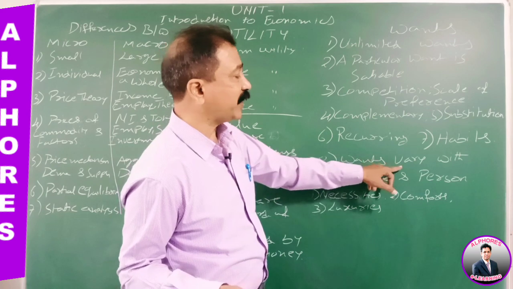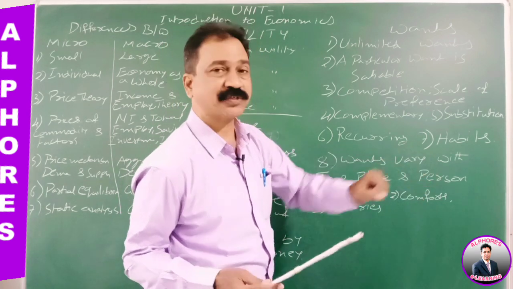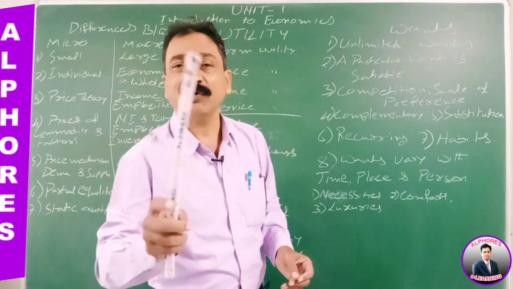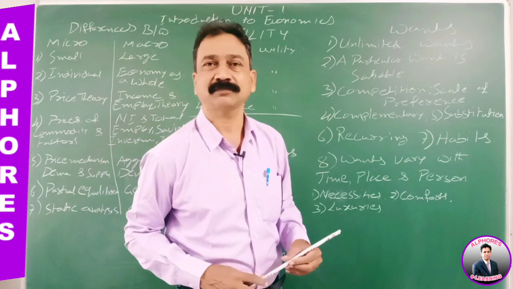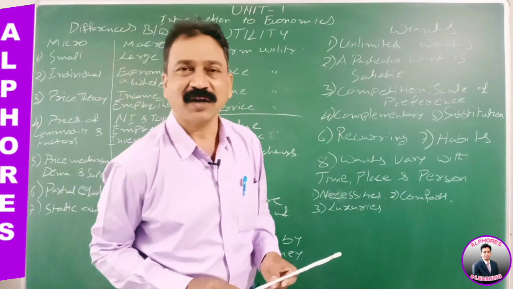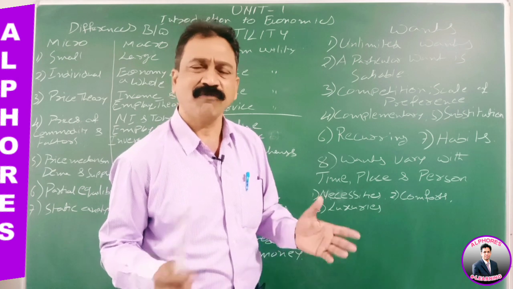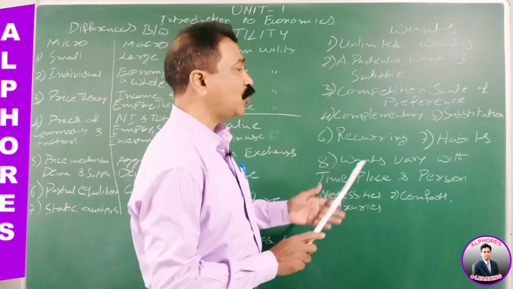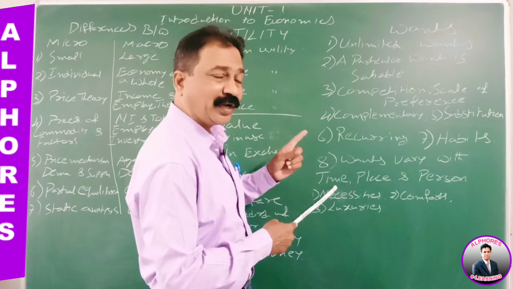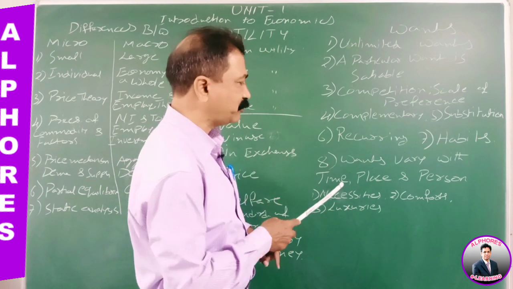Next, wants vary from time to time, place to place, person to person. They are dynamic. They are not the same for everyone. Your want is different from my want. You want the time to see the TV. I want the time to do some hard work. See, everyone's preferences are different. So, wants always vary from time to time. Morning, whatever is your want may not be the same in the evening. Changes from time to time.